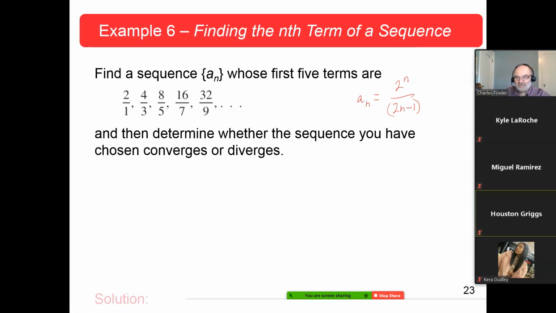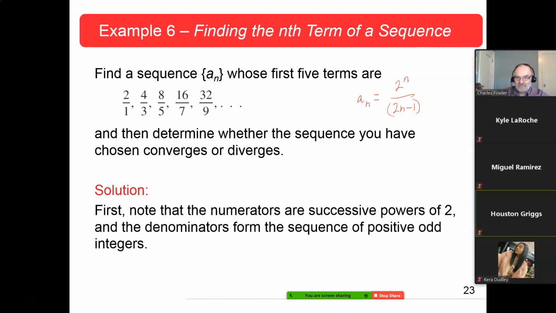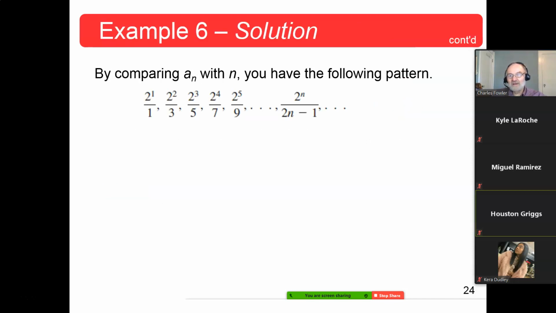Let's see how they do it. First, note that the numerators are successive powers of 2. The denominators form a sequence of positive odd integers. That's exactly what we noted. By comparing a sub n with n, you get this pattern, 2 to the n, just like we did, over 2n minus 1.